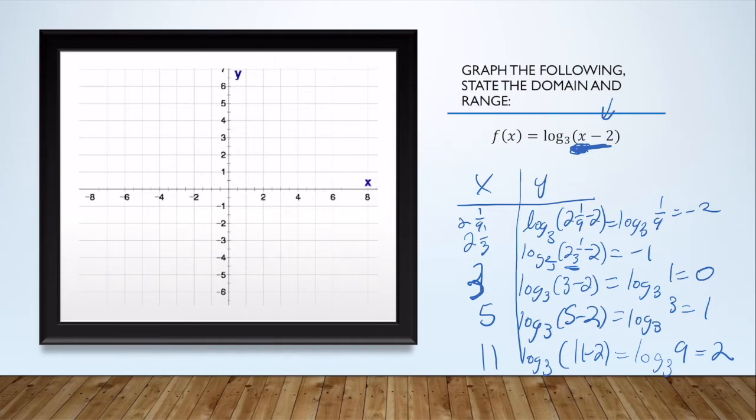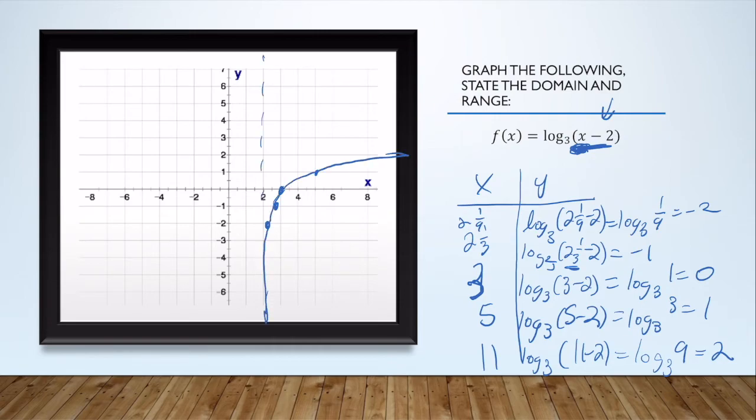My graph has been shifted to the right too. I now have when x is 2 1/9, y is negative 2. When x is 2 1/3, y is negative 1. When x is 3, y is 0. When x is 5, y is 1. My graph looks like this.